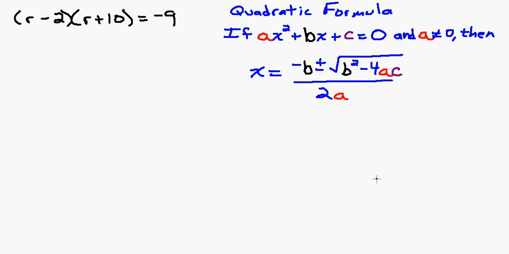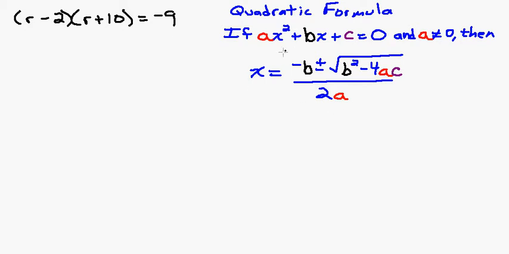In this video, we're going to solve an equation using the quadratic formula. And the equation we're going to solve up here, the quantity r minus 2 times the quantity r plus 10 equals negative 9, is not exactly in the form that we need it in to just jump into the quadratic formula. It's important that you know the whole quadratic formula.